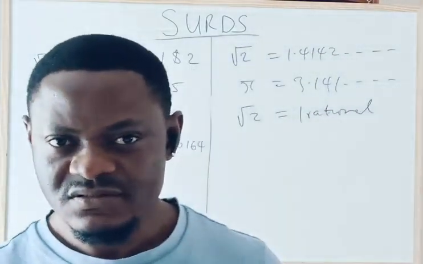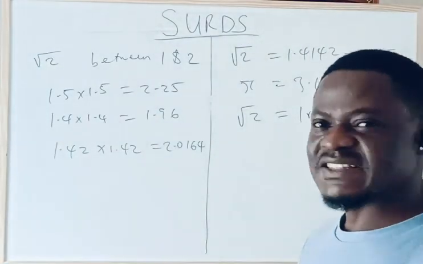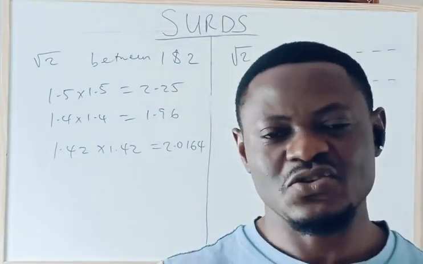In other words, any root which you cannot determine its exact value is called a surd.